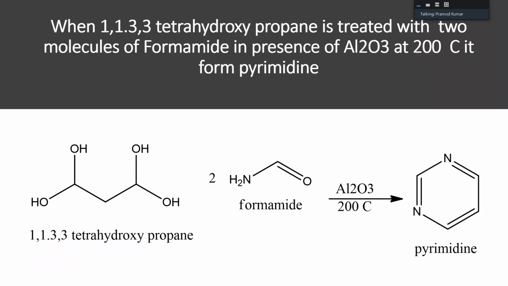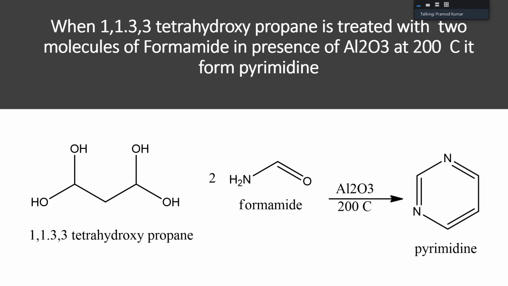The next method is 1,1,3,3-tetrahydroxypropane. Propane means 3 carbons with hydroxyl groups, 2 on each terminal carbon, 1,1 and 3,3 tetrahydroxy. You treat it with 2 moles of formamide in presence of aluminum oxide. It undergoes ring fusion and you get your pyrimidine. So this is a direct method for the preparation of pyrimidine.